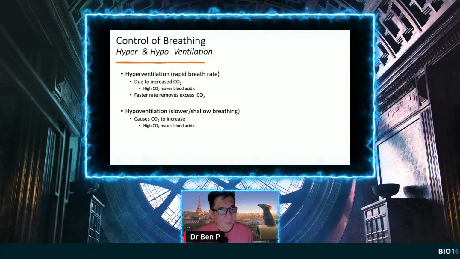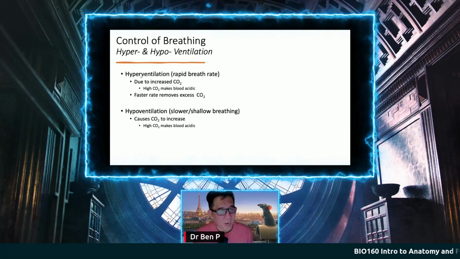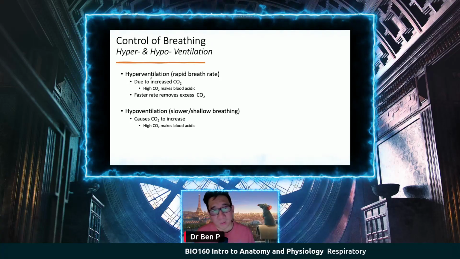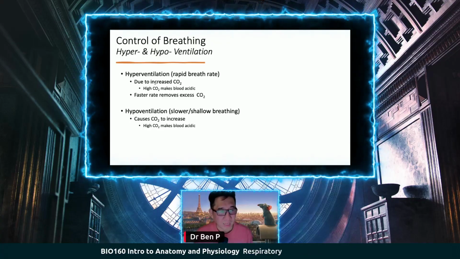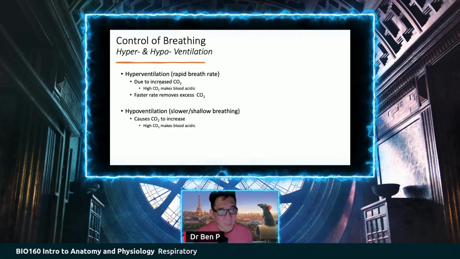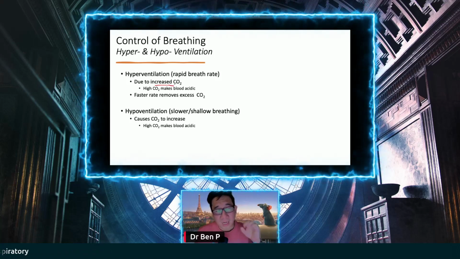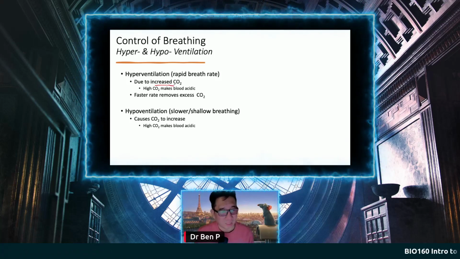Then you have hyperventilation. This is hyper and hypo. Hyper means a fast rate of breathing, more than 24 breaths a minute. That's not good. Usually the reason is you have too much CO2 and you're trying to expel it, so you're breathing out a lot of CO2.